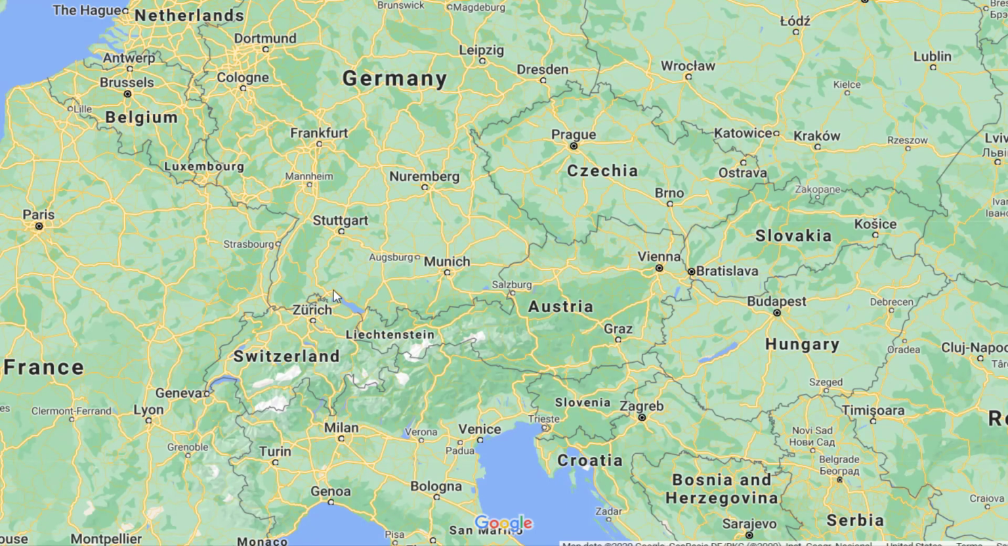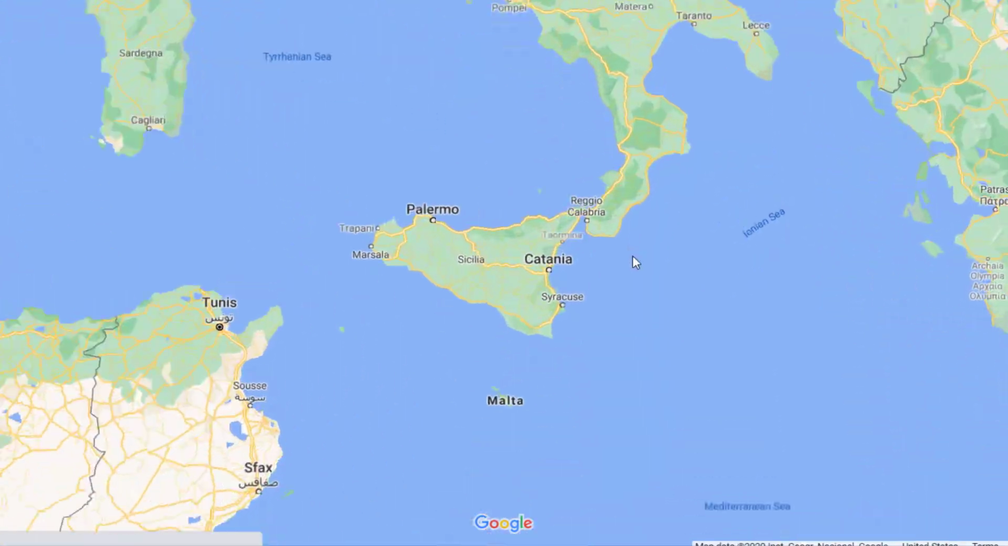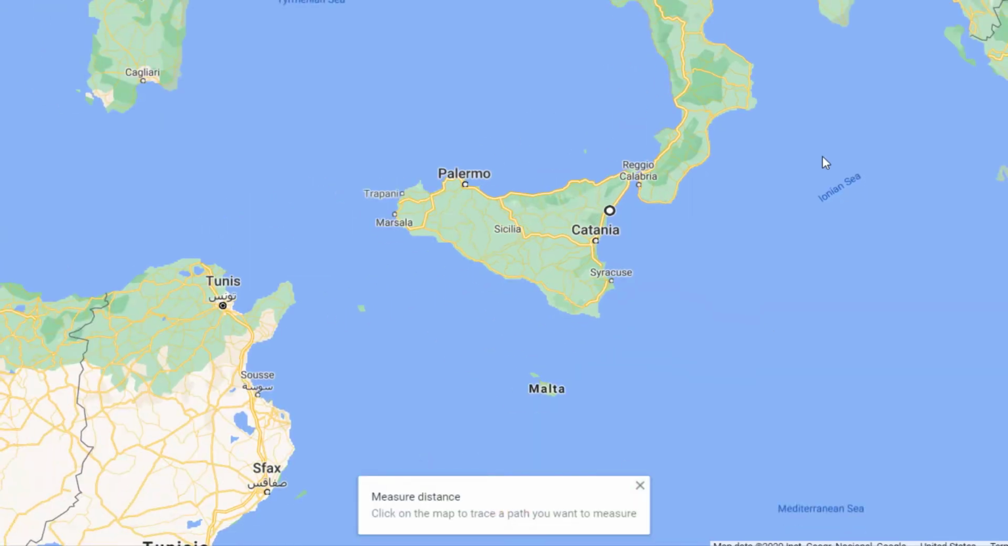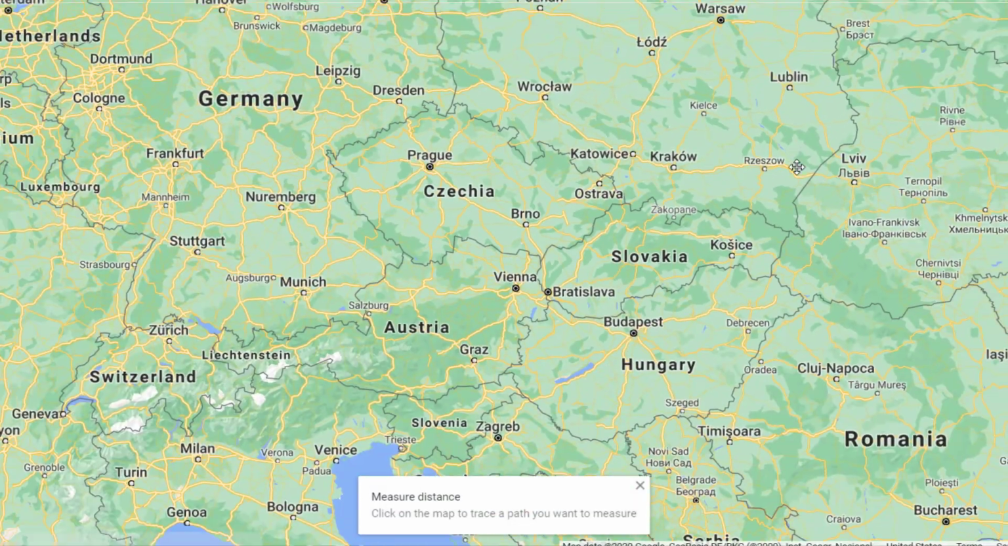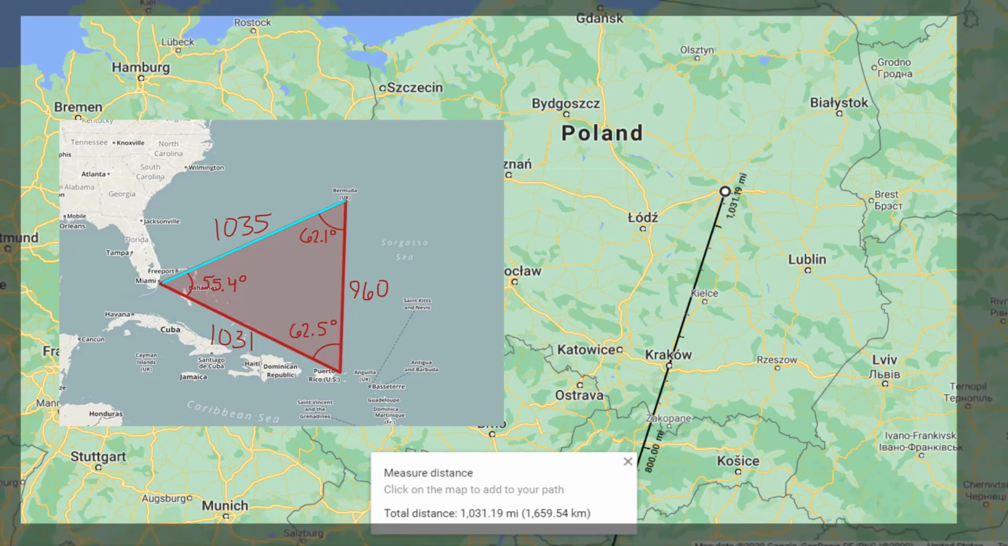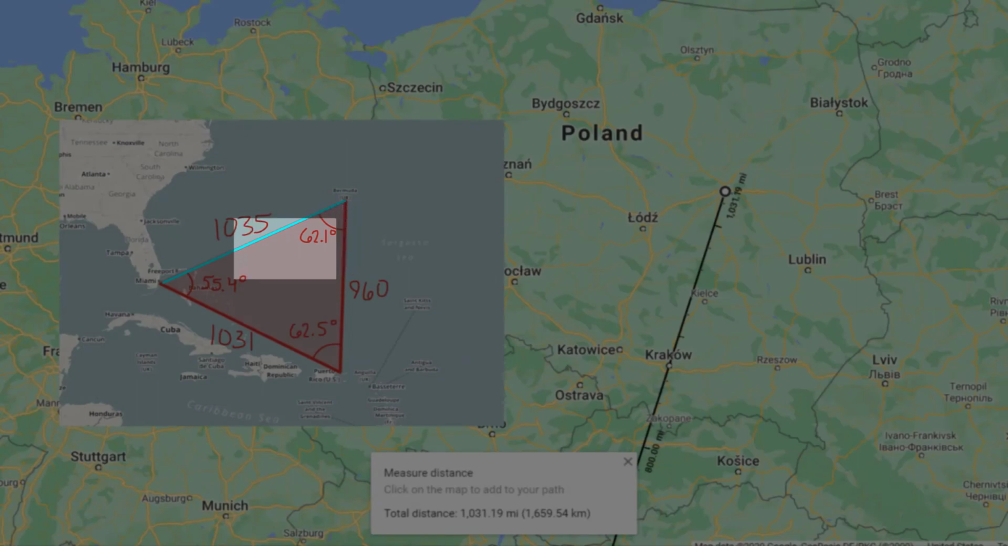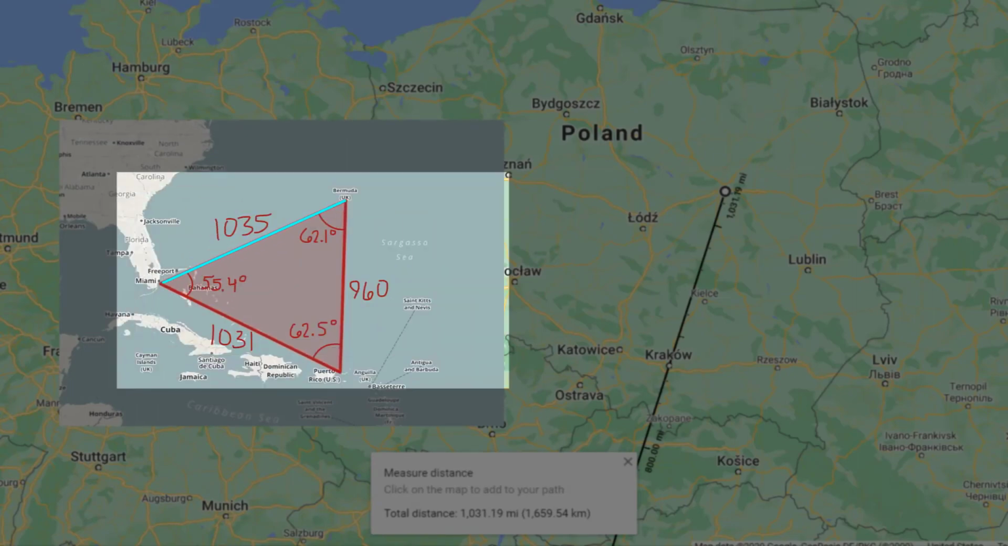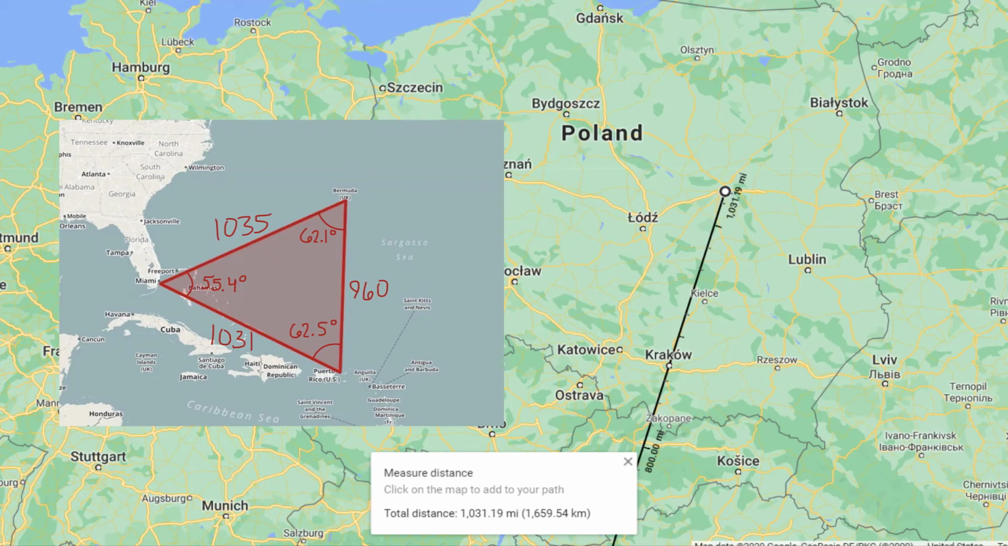Now, I was finally ready to find my 3 cities. I started by finding the cities Warsaw and Taormina, which are the same distance apart as Miami and Bermuda. Looking at my diagram, I saw that the 2 angles on the distance from Miami to Bermuda are 62.1 degrees and 55.4 degrees. I chose to use the 62.1 degree angle.